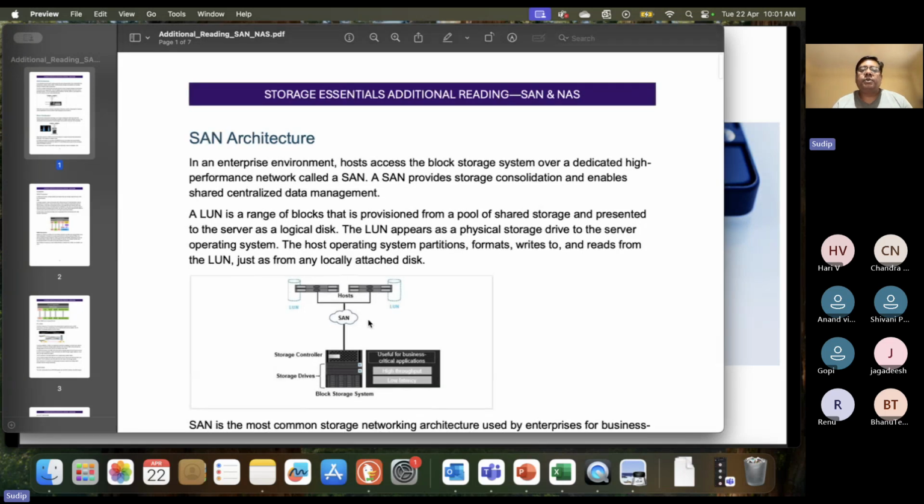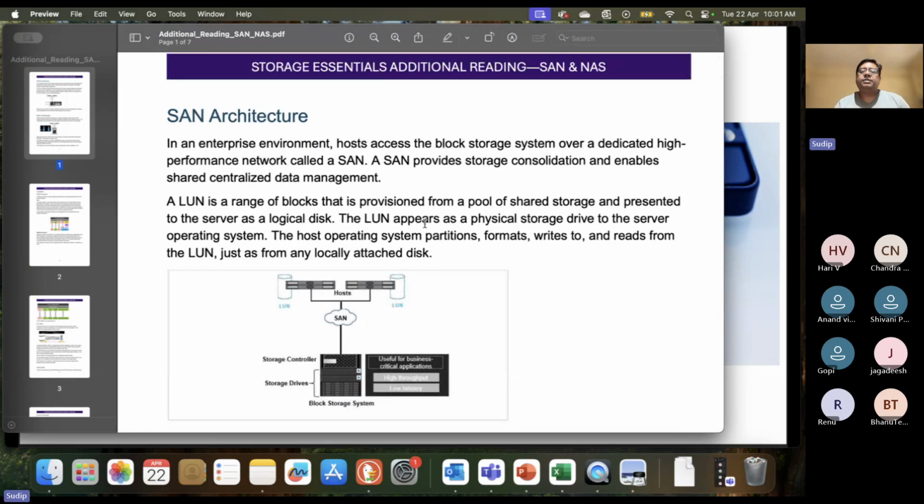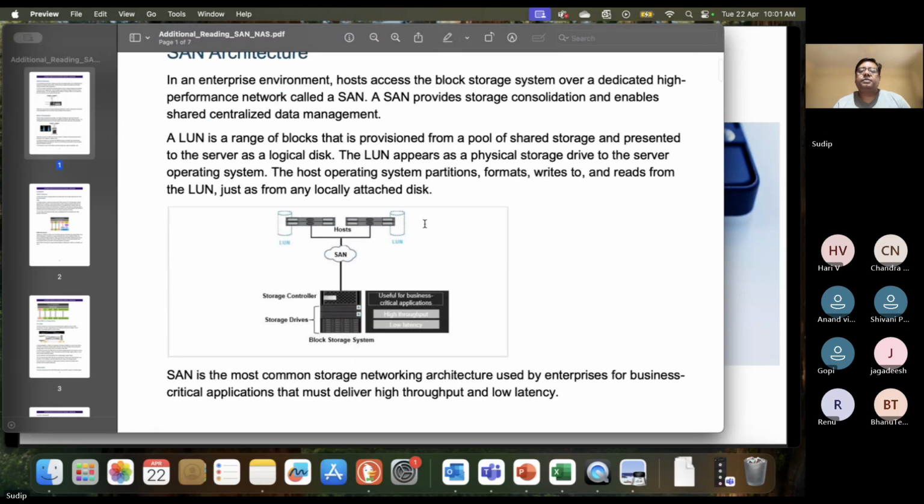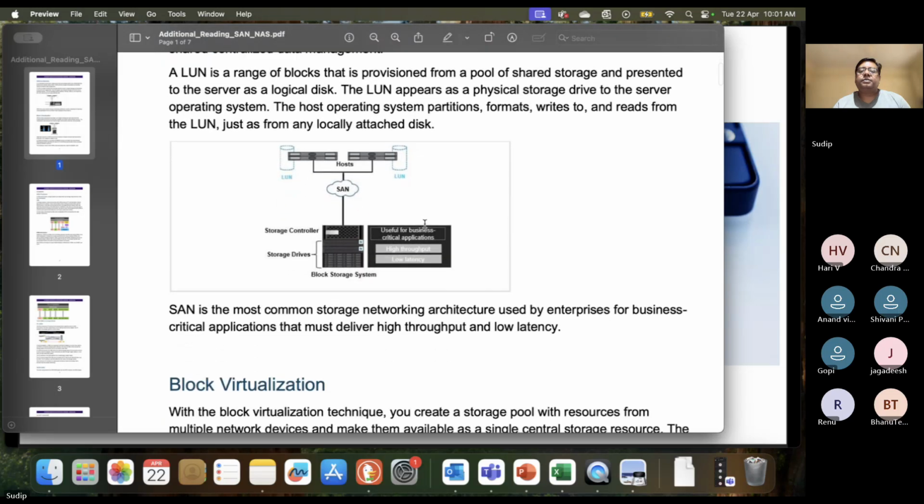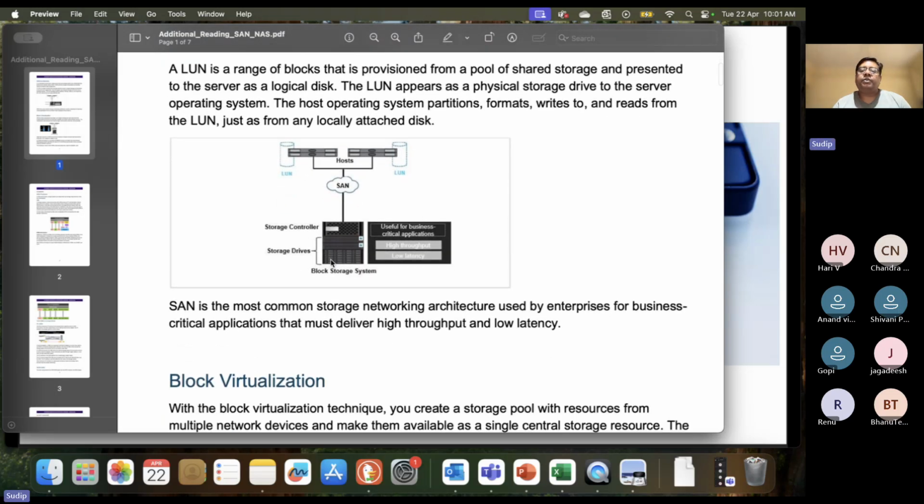So here it talks about a SAN architecture. When you provision SAN storage to these servers, it's as if a hard disk is connected to it. This server's operating system cannot make out the difference between a local hard disk which is directly attached or one coming from a SAN.